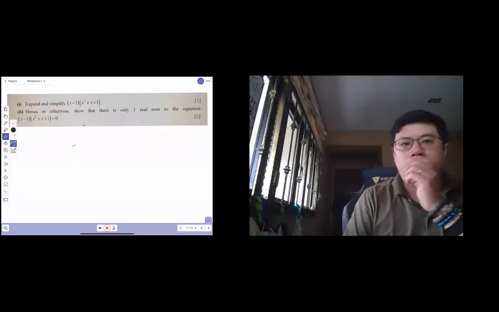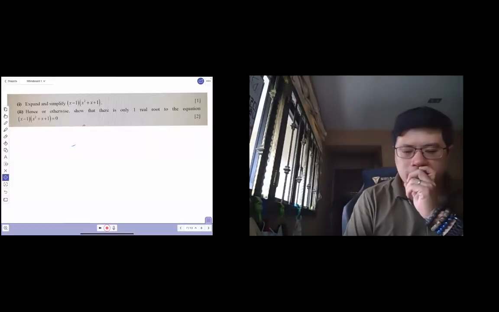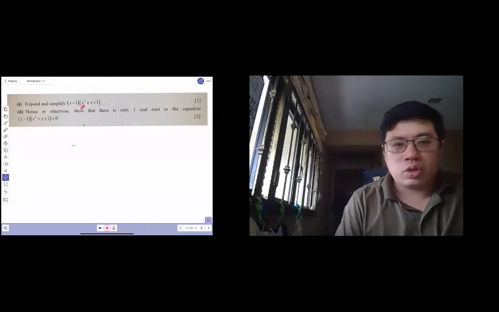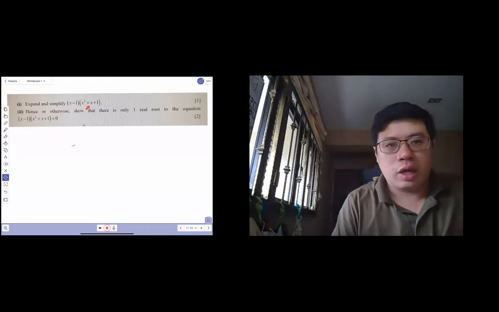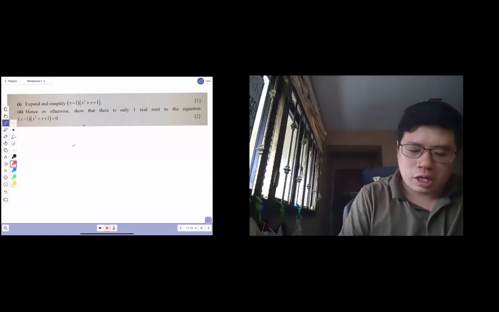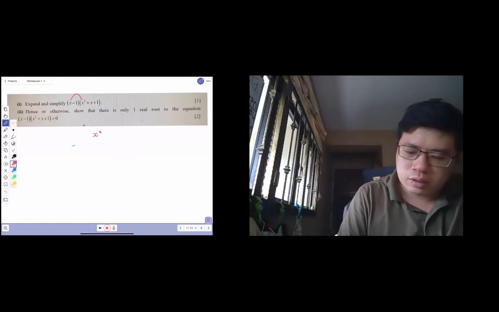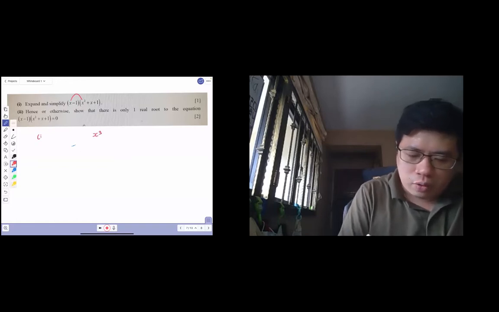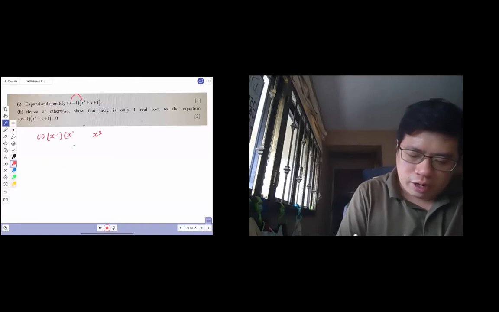So for this question, we are expected to expand and simplify x minus 1, x squared plus x plus 1. Okay, so for this is just a simple algebraic manipulation. So we just expand the expression. Let me just write out the question first. x minus 1 bracket with x squared plus x plus 1.